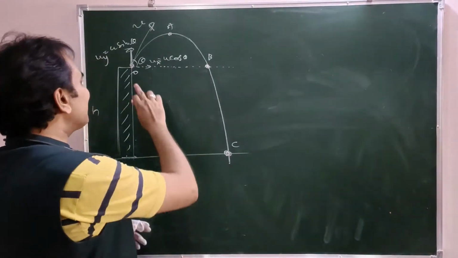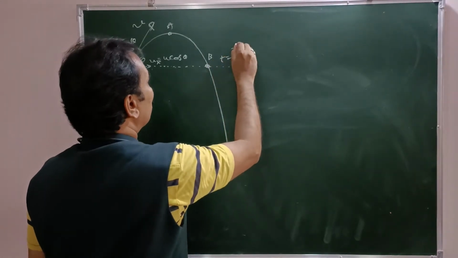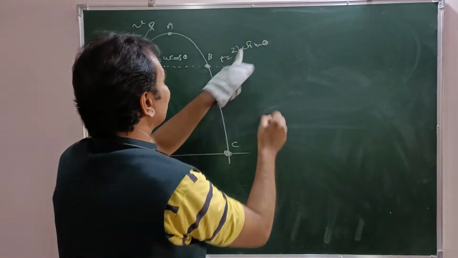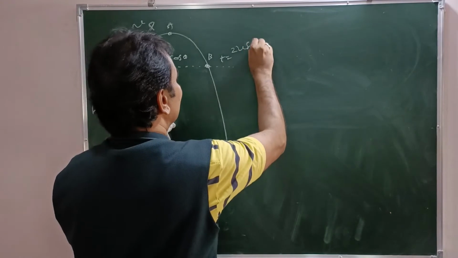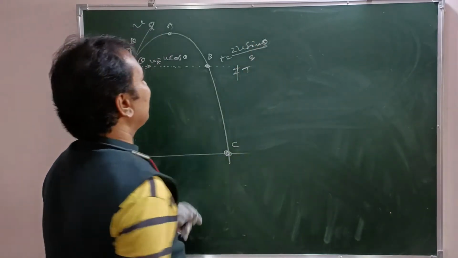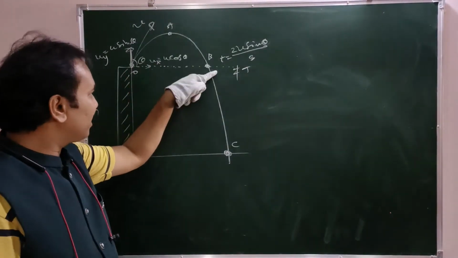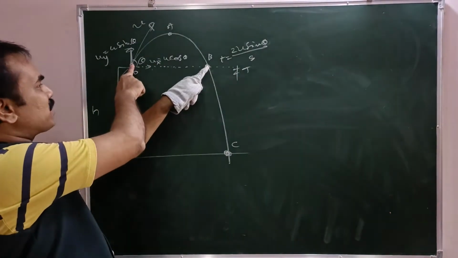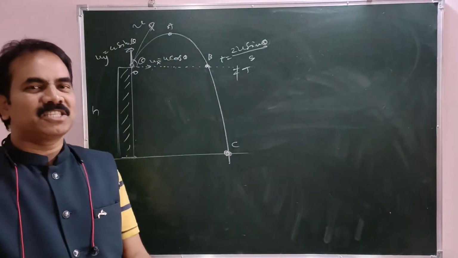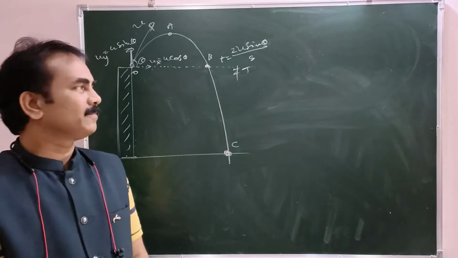Of course, what is the time from O to B? That is T equal to 2u sin theta by g, which is not equal to the time of flight. The time taken by the projectile to reach B, which is at the same level as the point of projection, is 2u sin theta by g only, which is not equal to the time of flight.